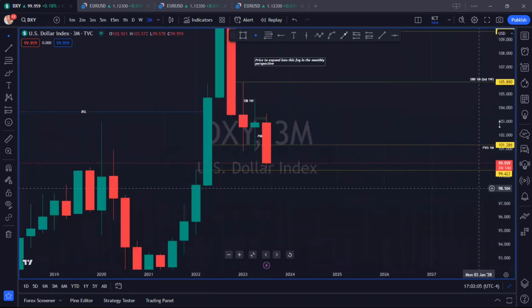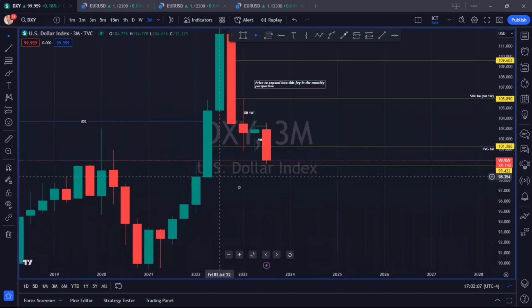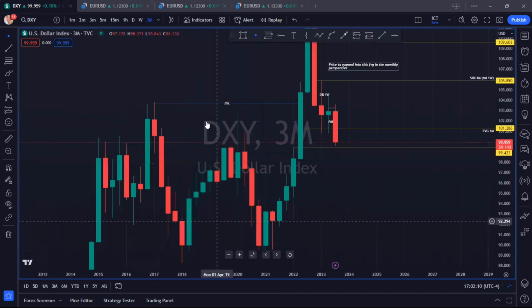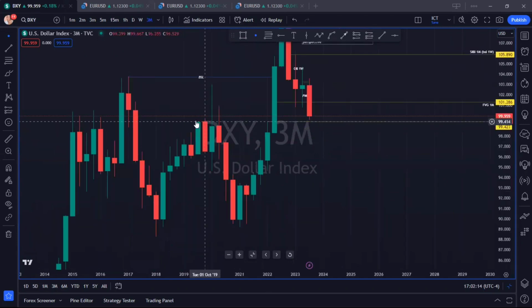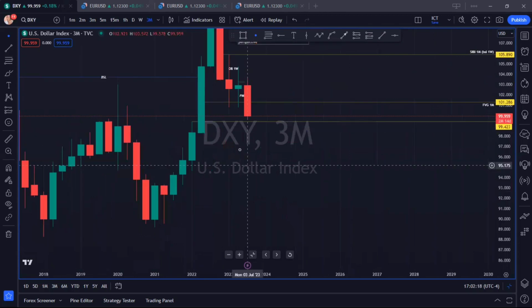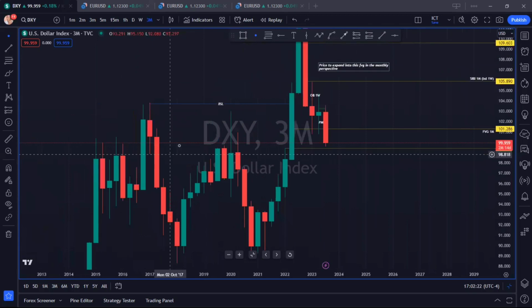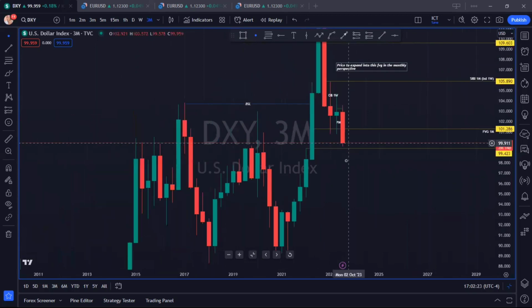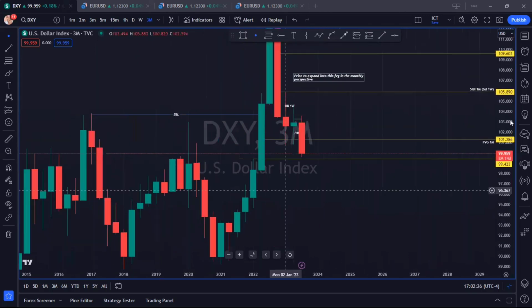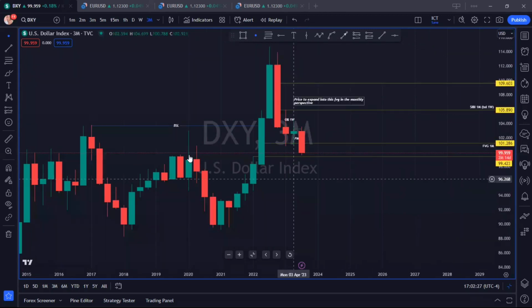You can see on the 3 month there is also a gap. So you can see also this is, what is it called? Oh my god, I've forgotten. Mitigation block, right here. Or you can say it is a support, right? Anything you call it, no matter which strategy you use. So you can see the support.